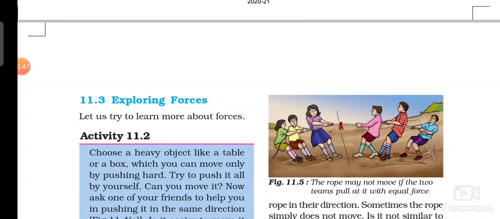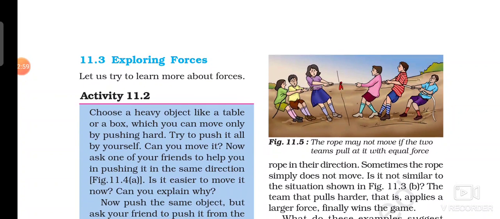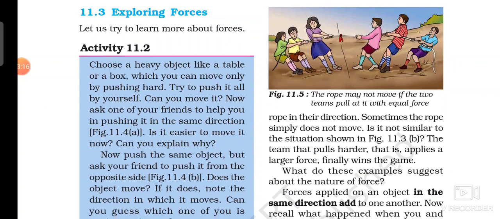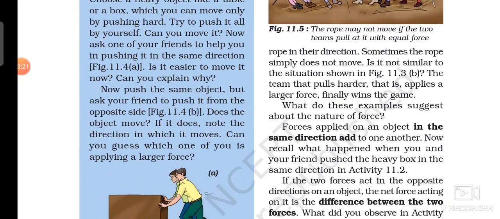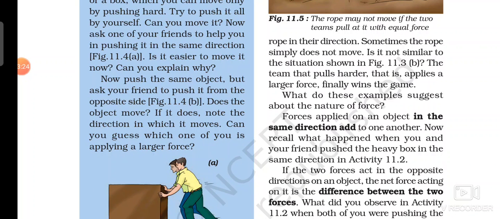Now, how can we measure force? The strength of force is called magnitude, and it is measured in a unit called Newton. It is expressed in Newton. Now, how can we define 1 Newton force? We can define it as when a body of mass 1 kg is moved at a speed of 1 meter per second, it is known as 1 Newton force. So to measure force, we use the unit Newton.